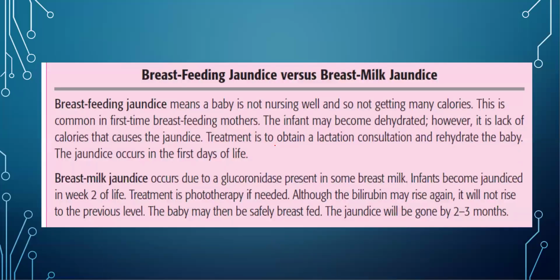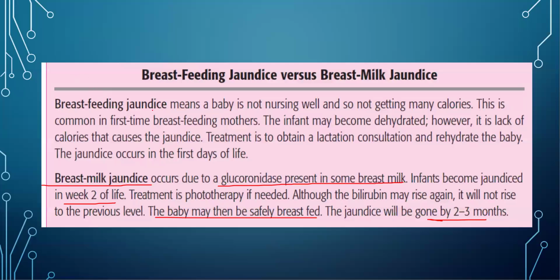Breast milk jaundice versus breastfeeding jaundice. So breast milk jaundice, you have got an idea that it occurs due to glucuronidase present in some breast milk. Infants become jaundiced in the first 2 weeks of life, and it can persist for even 2 to 3 months. Sometimes you might even need to do phototherapy if needed. But children do not need to stop breastfeeding because of that. So it will get better. So that's breast milk jaundice, which mainly happens due to an enzyme present in some of the breast milk.